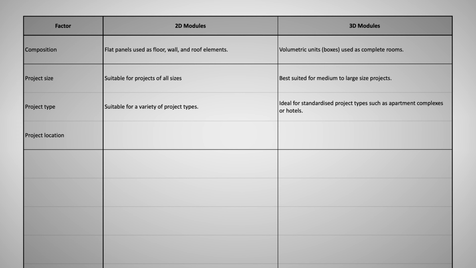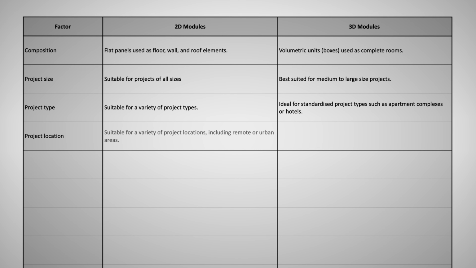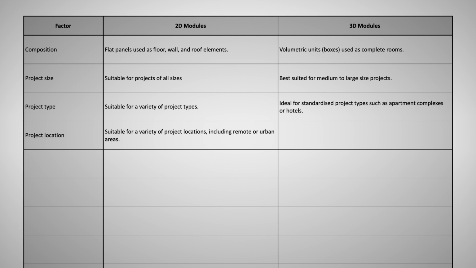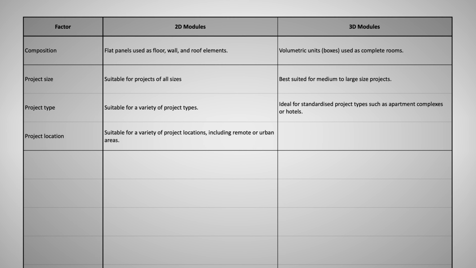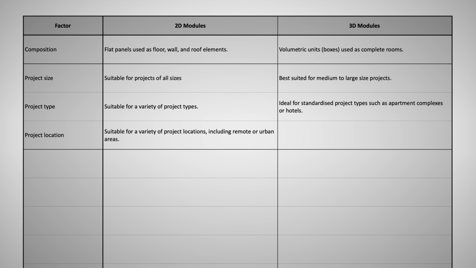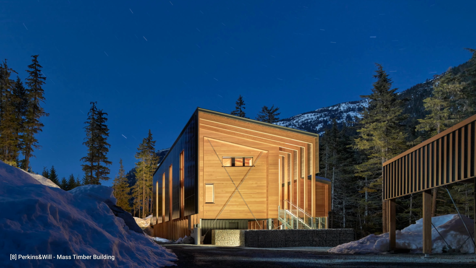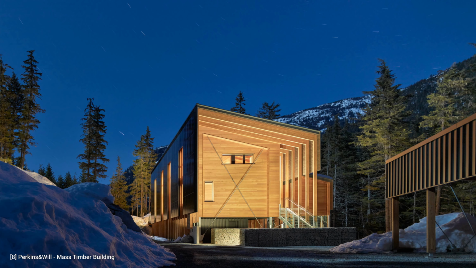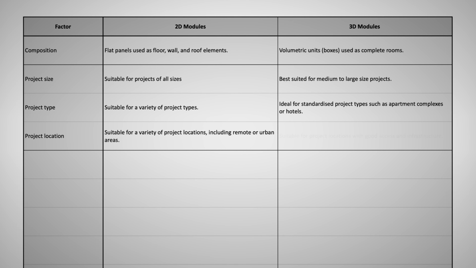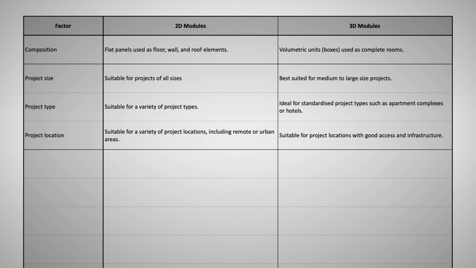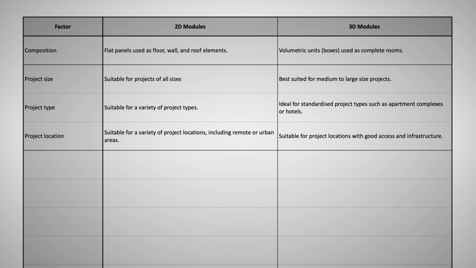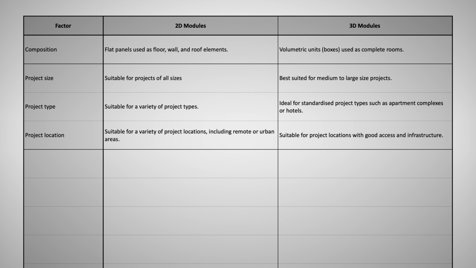When it comes to project location, 2D modules' flat design allows for easy transport, making them ideal for a variety of project locations, including remote and urban settings. However, 3D modules require good infrastructure and access due to their larger volumetric nature.